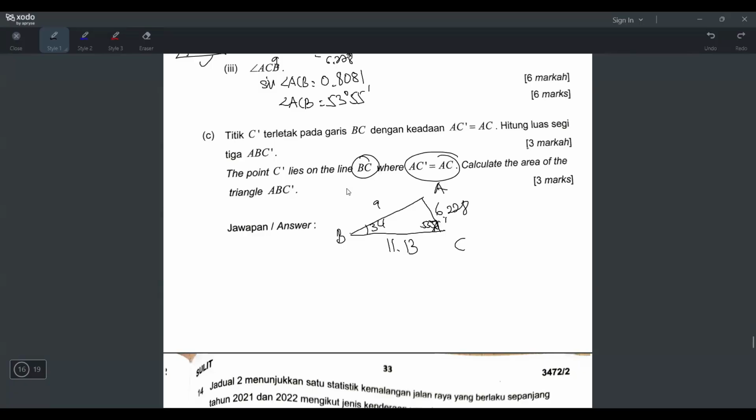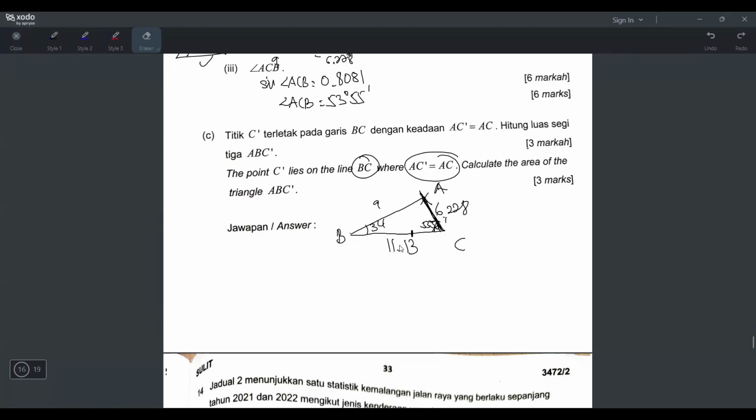Okay, let's draw the sketch for the ambiguous case. The soalan asks to find the area, but I want to sketch. Let's look at the condition. C prime lies on BC. So C has to move along this line to a new location. But then they say the AC length has to be maintained. So we make this the radius of a circle, with A as the center, and you move like this, in a circle.